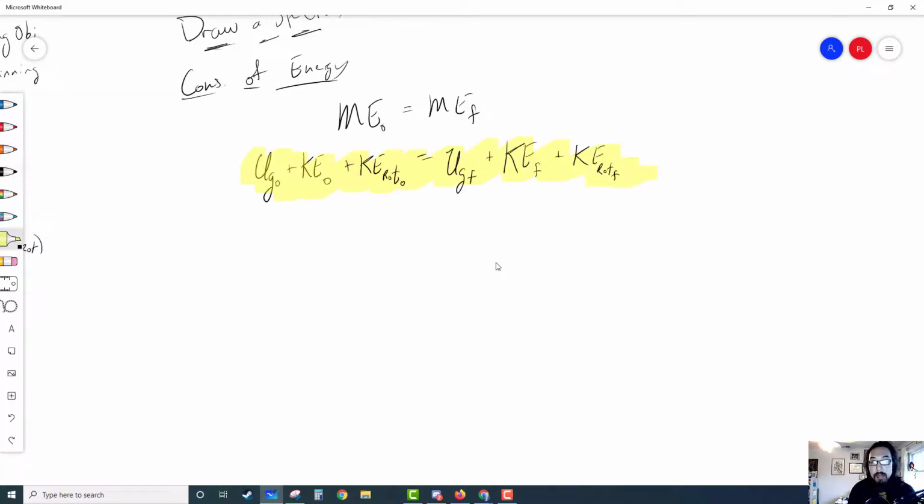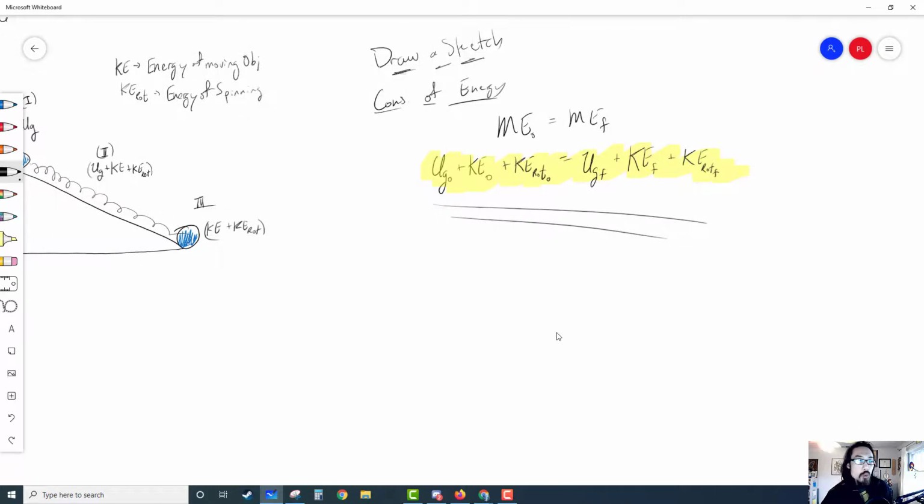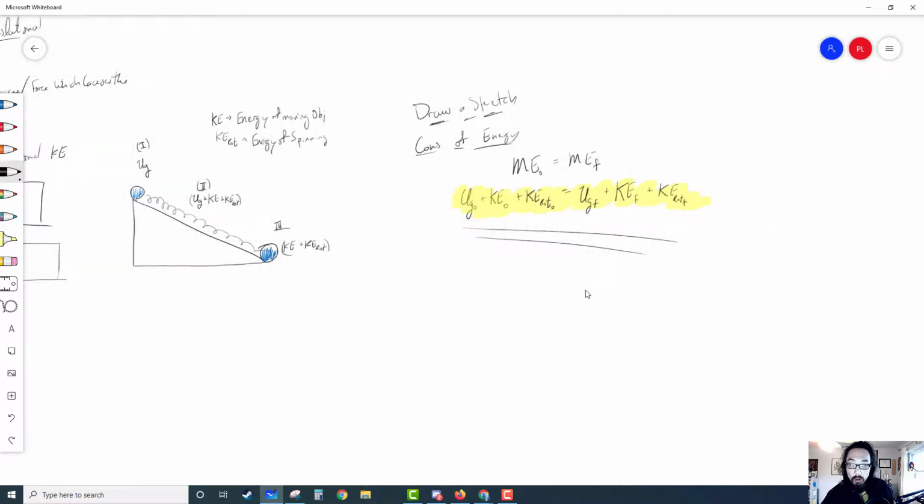All right, now from there, I'm going to draw a double line there because this is something different. This isn't a new equation. I'm just giving you a scenario here, an example. So from there, you should be able to determine which one of these is a zero. So for example, in this scenario over here, I'm going to write out the equation again so I can show you exactly what you should be doing as you are solving for these problems. UGF plus KEF plus KEROTF.